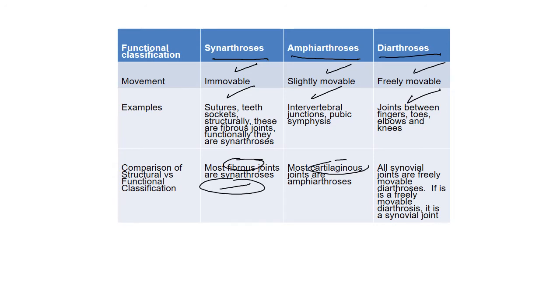Most cartilaginous joints are amphiarthroses, and all synovial joints are freely movable diarthroses. There are a couple of examples of synarthroses that are not fibrous joints, and fibrous joints that are not synarthroses. There are also a couple of cartilaginous joints that are not amphiarthroses, and amphiarthroses that are not cartilaginous. But for the most part, most fibrous joints are synarthroses, and most cartilaginous joints are amphiarthroses. And for diarthroses, all of them are synovial.